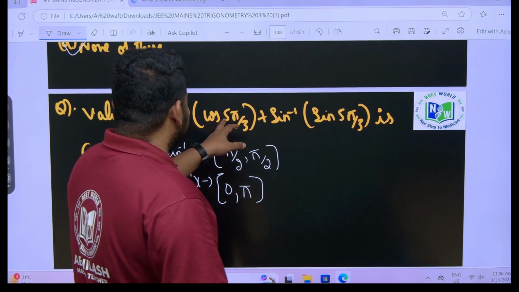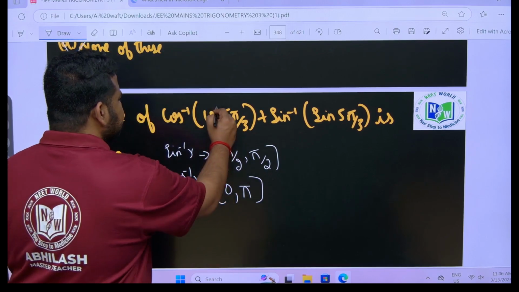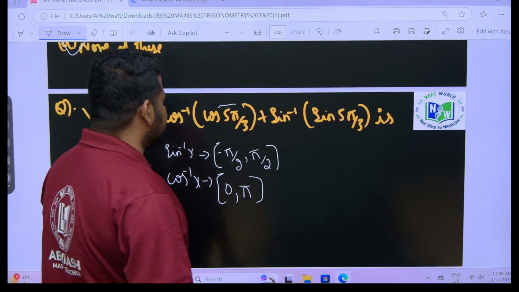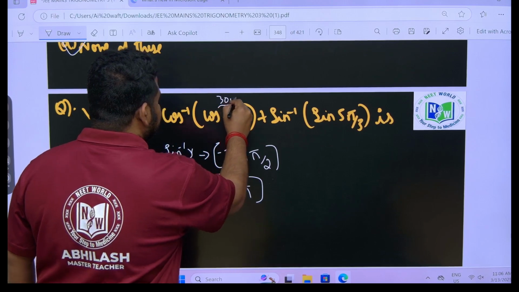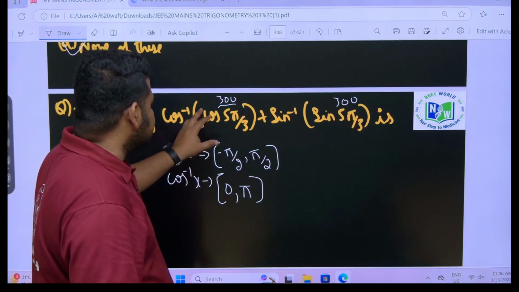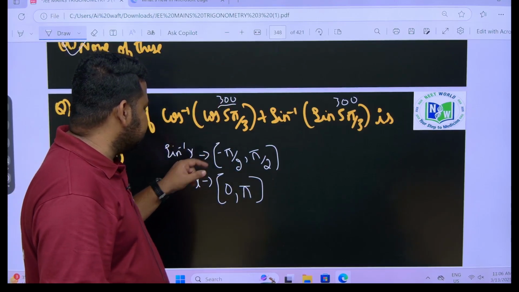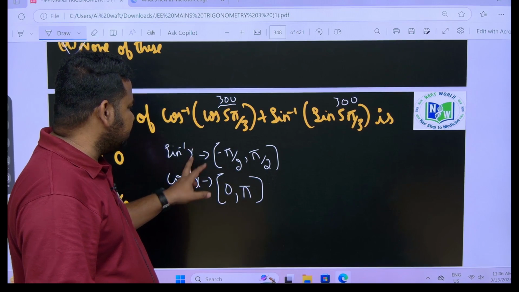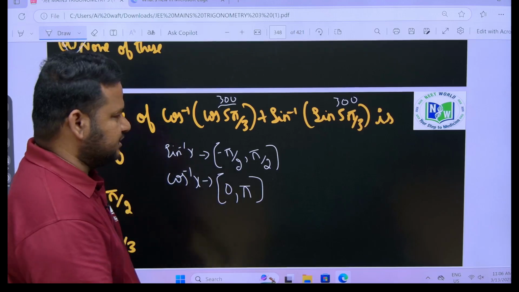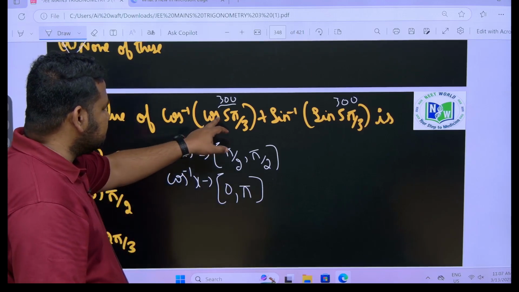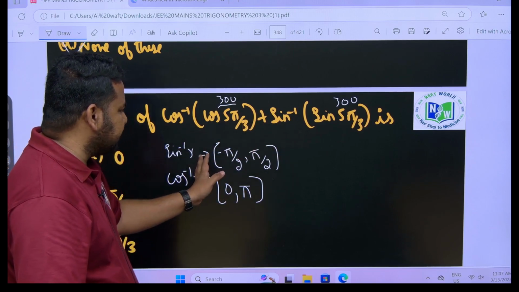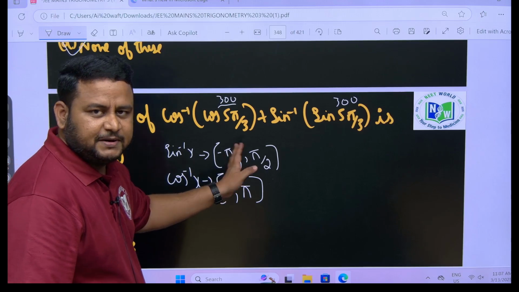So what about 5 pi by 3? Pi by 3 is 60, and 60 into 5 is 300. So both are outside the range. This 300 is outside the range of sin inverse of x, and of cos inverse of x also. So both of them we have to bring within the range: for cos, within 0 comma pi, and for sin, within minus pi by 2 to pi by 2.